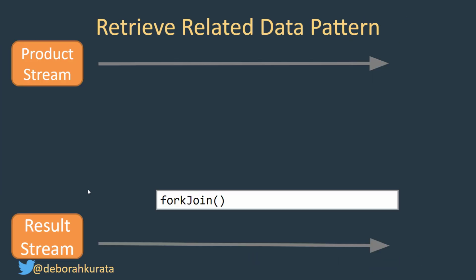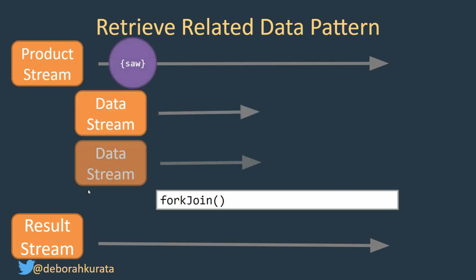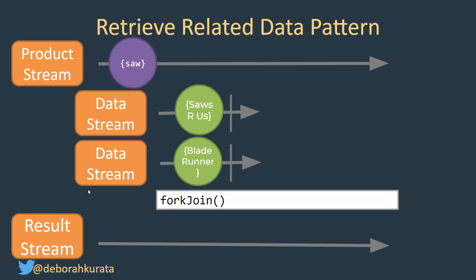Okay, in a marble diagram, there's our product stream. So we saw that the user picked a saw, and in this case, there were only two suppliers. It's going to forkJoin them, and then it's going to give those to us. And if the user then picked another one, it would then have more data streams and put them together and emit it.